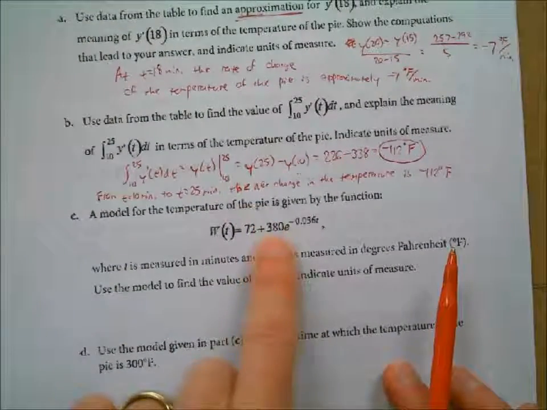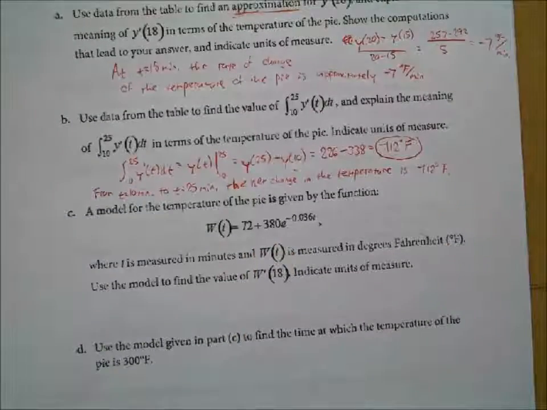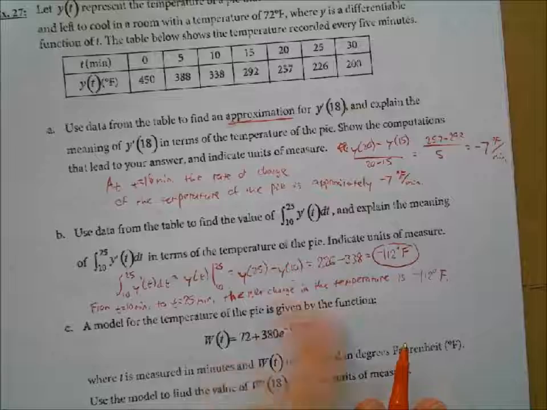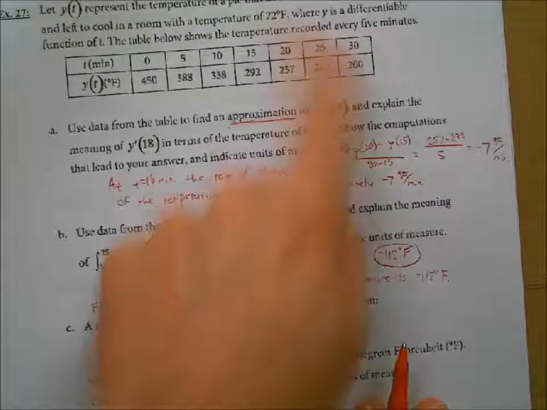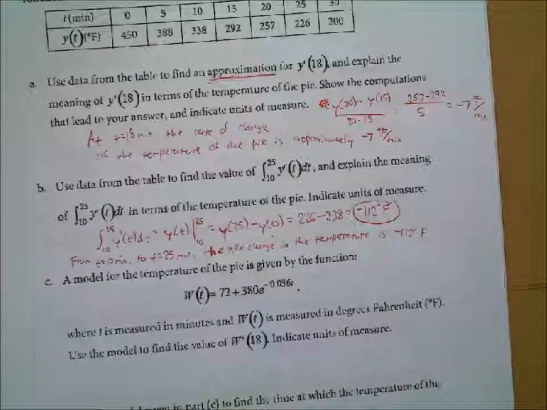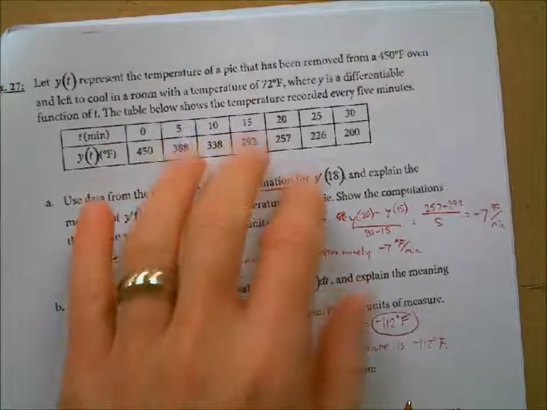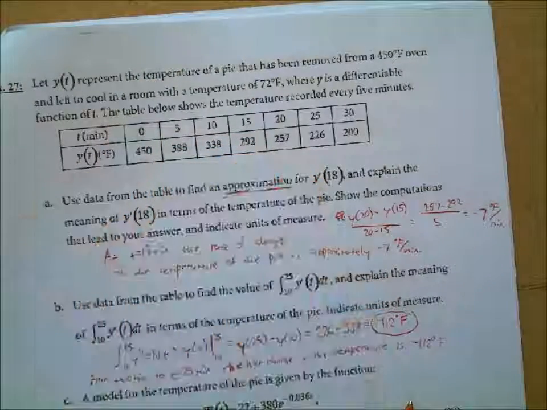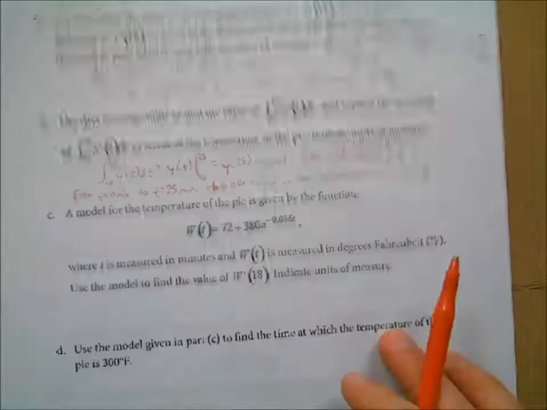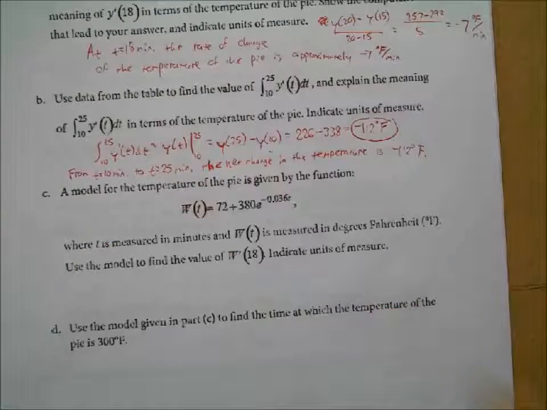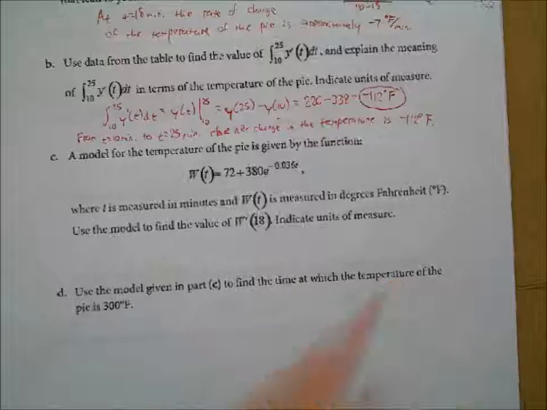Now that we're given this, we can use this as a model for this situation. By the way, this won't necessarily match the table here. It's a model. This is actual data recorded in this context, in this problem. This is a model that we're going to use now to answer some other questions. All right? So letter C, anyway.